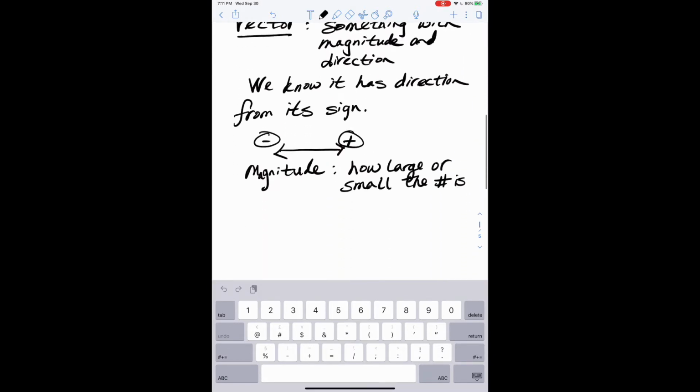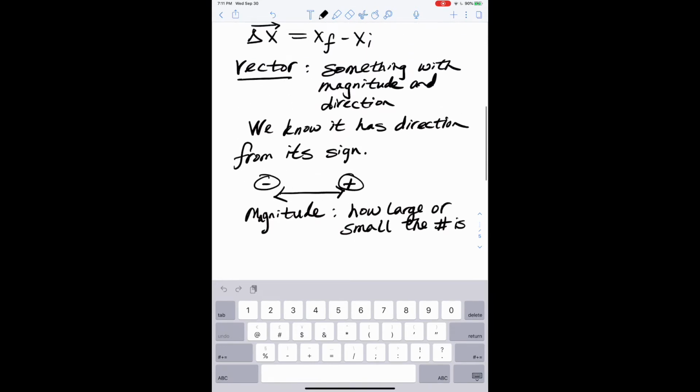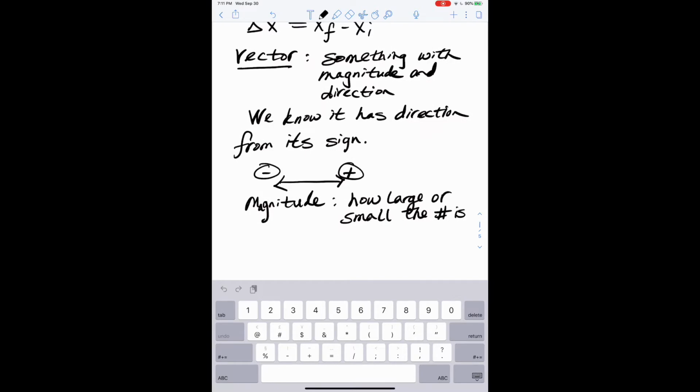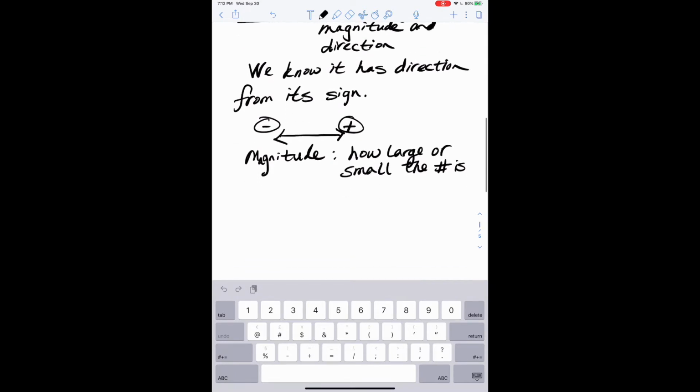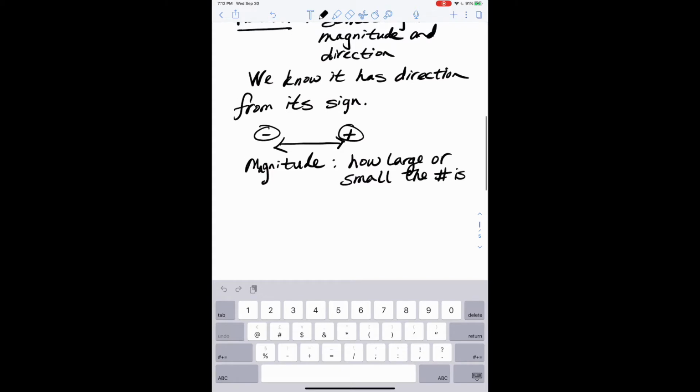All right, so a vector is something with magnitude and direction. Not everything that has a sign is a vector. But it is a good indicator that if it has a sign that it may be a vector, because the sign will tell us which way it points. Something like temperature can be negative, but isn't a vector. Vectors point in three-dimensional space.